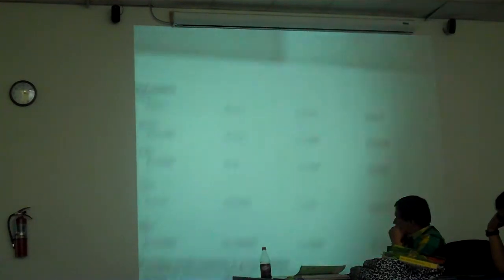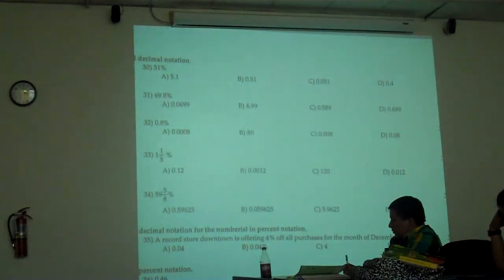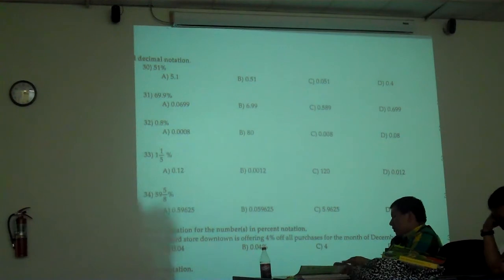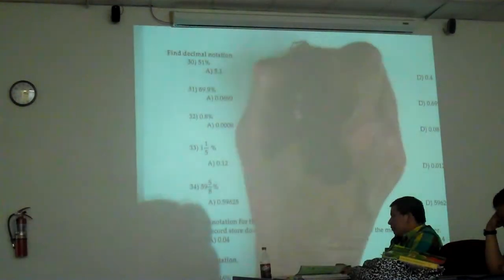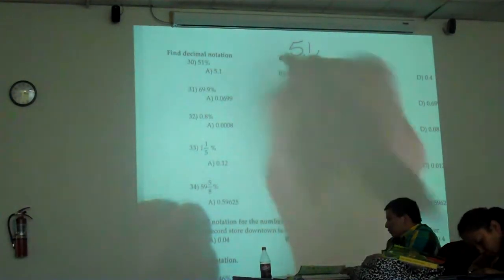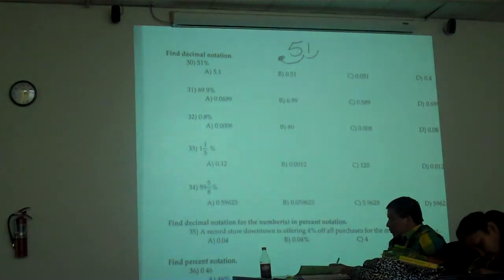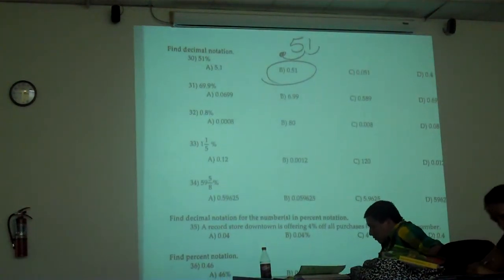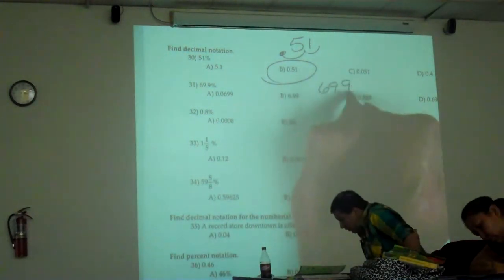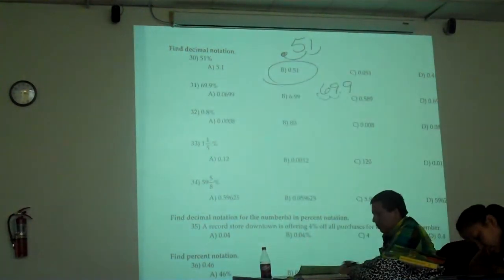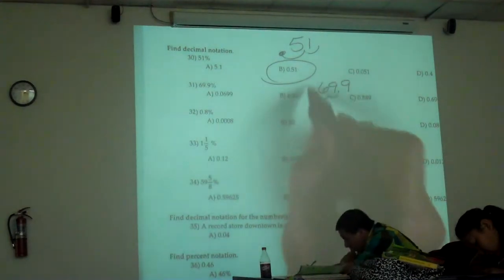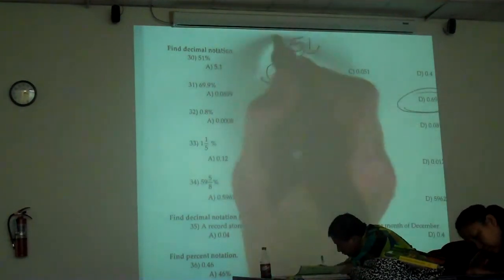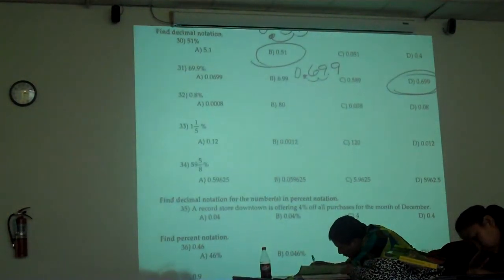Okay, number 51, write as a decimal. You have to move it back twice. 1, 2. So 0.51. Move this one back twice. 0.699. Don't forget the 0, okay, guys? 0 point.